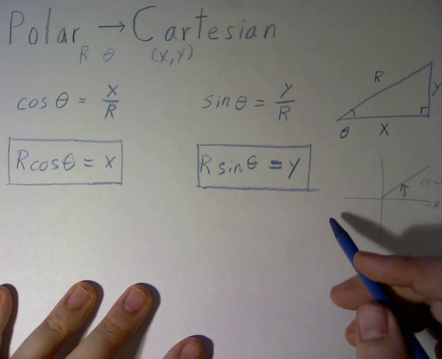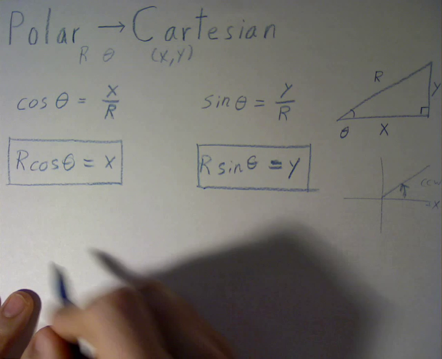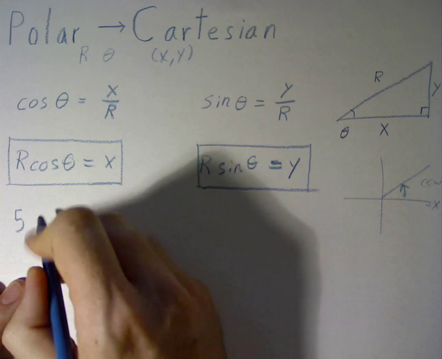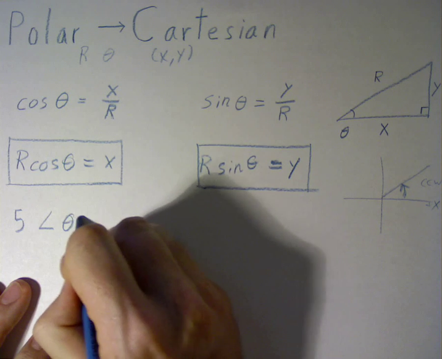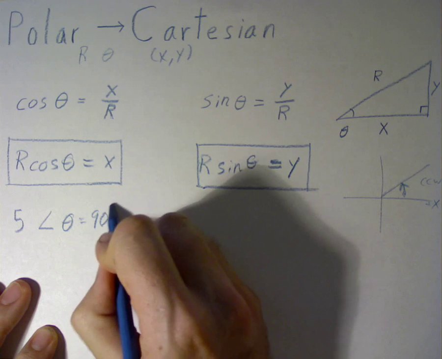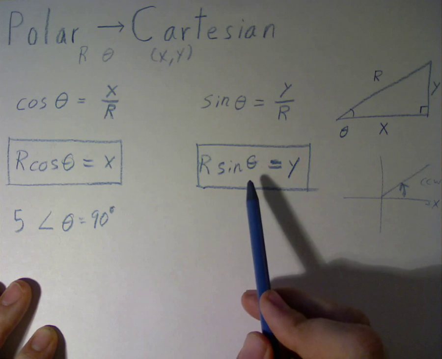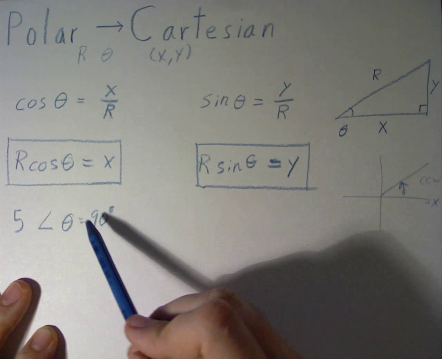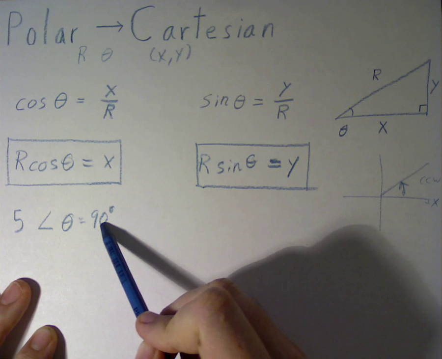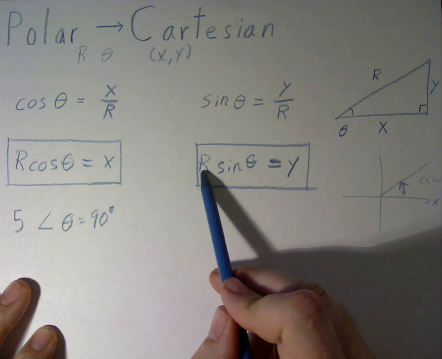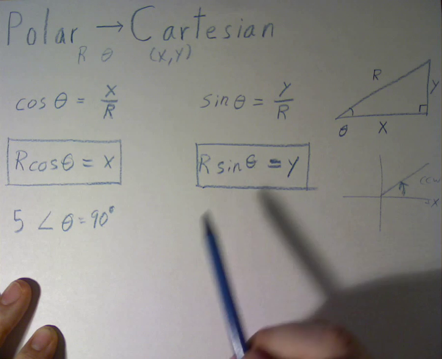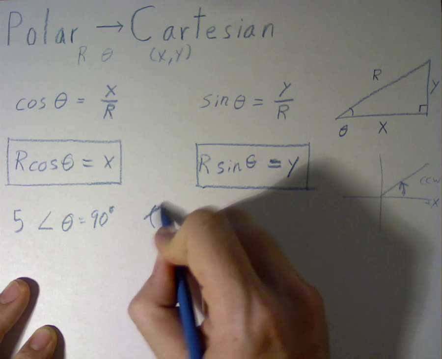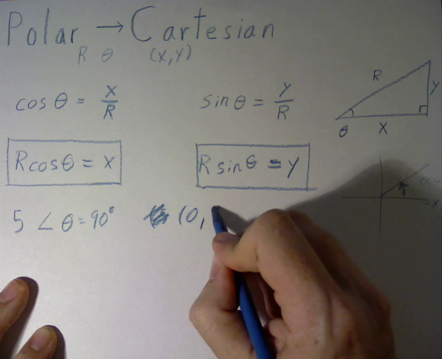Now, taking a few examples, if we take 5 at an angle of theta equals 90 degrees, and we plug it into these formulas, we will find that 5 cosine 90 equals 0, and that 5 sine 90 equals 5. So we can write 0, 5.